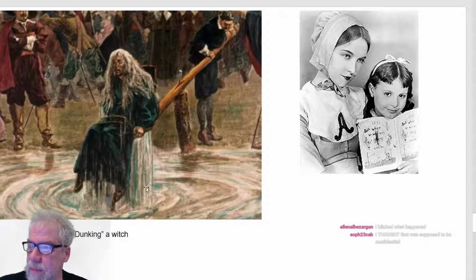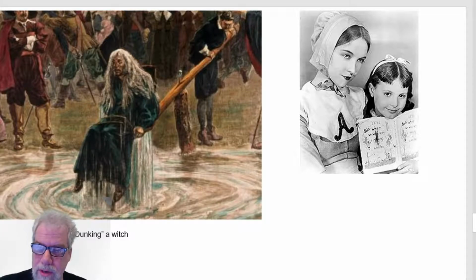So this is what the Puritans do. They dunk witches. They prosecute moral crimes, including adultery and things like that. But they are also prosecuting sodomy and buggery.